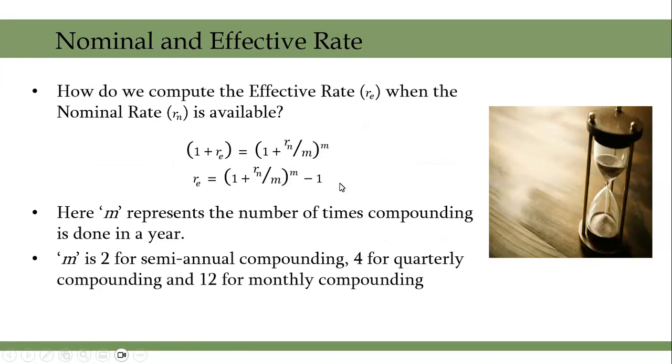What is M here? M represents the number of times compounding is done in a year. So in case of semi-annual compounding, M will be 2. For quarterly compounding, M will be 4. And for monthly compounding, M will be 12.